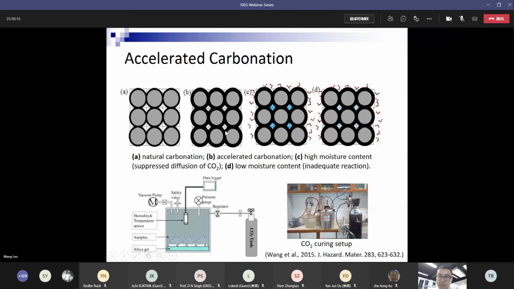But the moisture content is very important. If we use high moisture content in the system, the high moisture content will hinder the CO2 diffusion, leading to a low degree of carbonation. But if there's no water or very limited water, it also will delay the carbonation, and also will delay the further hydration of the cement-based product, because cement is essential for the hydration.